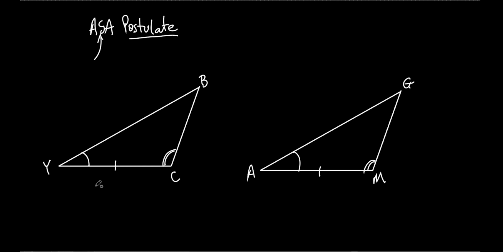So this postulate says, if I have two angles and an included side, so if two angles of this triangle and the included side are equal to two angles of another triangle and its included side, then the triangles are congruent. So what do you want to call this one? YBC. And if I go YBC, what am I going to have to do over here? AGM.